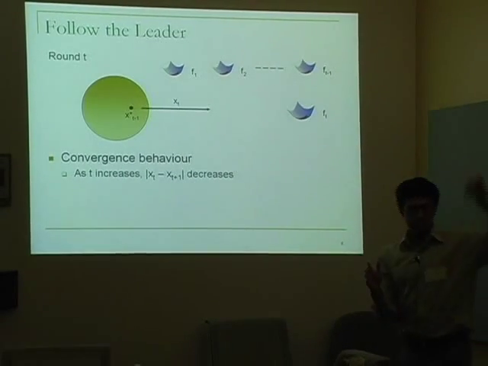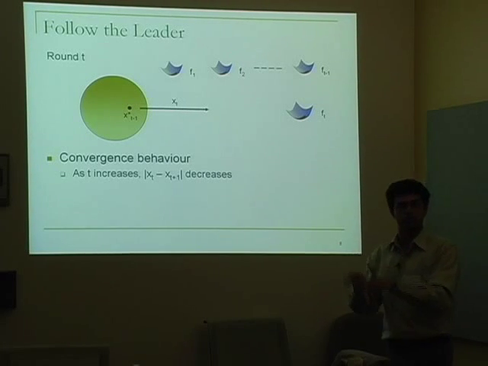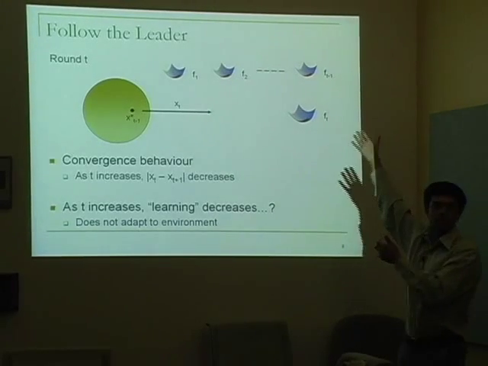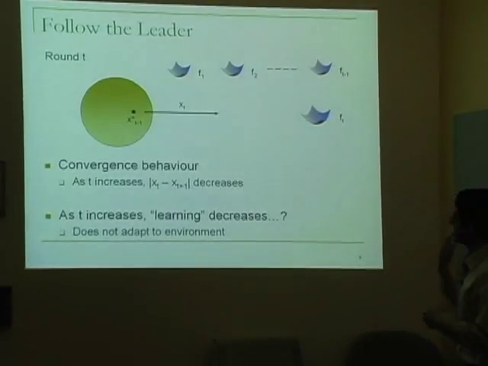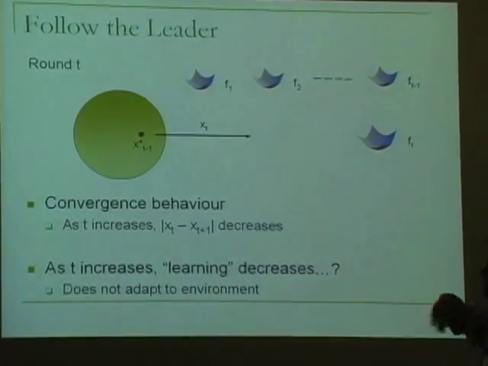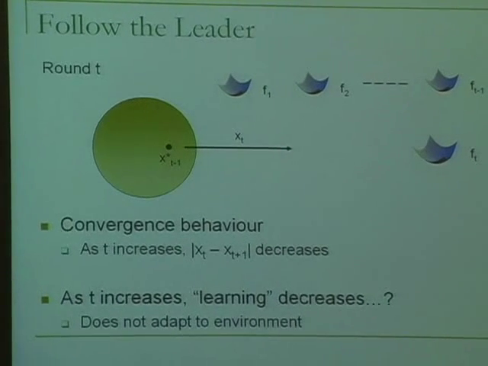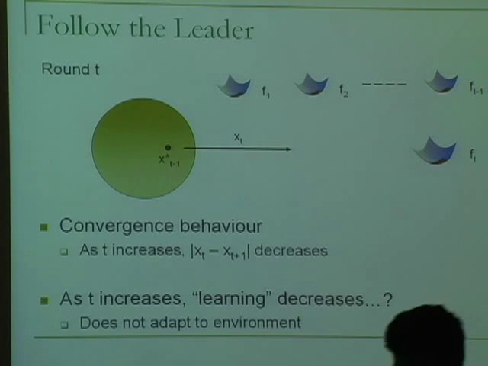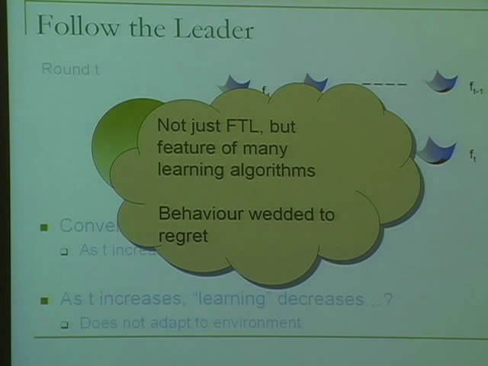So what follow the leader does is it tends to converge to a certain solution, which in our setting doesn't really seem like the right thing to do, because you have an adversarial agent. And obviously it seems to imply that as t increases, the amount you learn decreases, because you sort of gain inertia. And I'll make this more formal. But essentially, the argument we're making is that follow the leader does not adapt to the environment as well as it should. And this is not just follow the leader, but many, many learning algorithms. They tend to have this convergence behavior, because they're trying to minimize regret. And therefore, they don't really seem to learn things as well as they should.